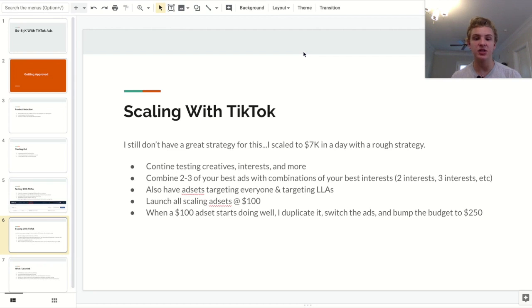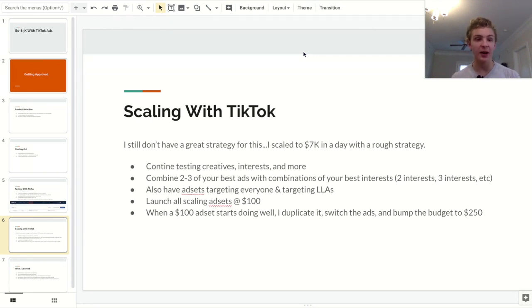And then in addition, I have ad sets that target lookalike audiences. Not that those can be scaled, at least from my perspective, extremely high. So I launch all my scaling ad sets at $100. I also launch all of my testing ad sets at $20. And then once I find something that works, I'll go ahead and scale it from $100 to $250.